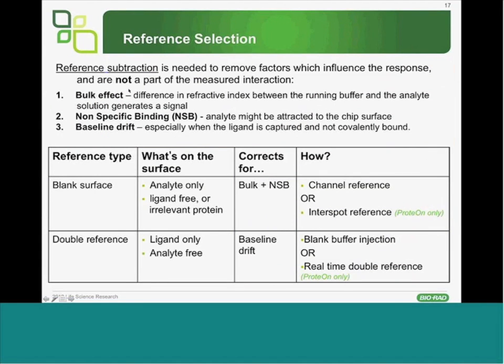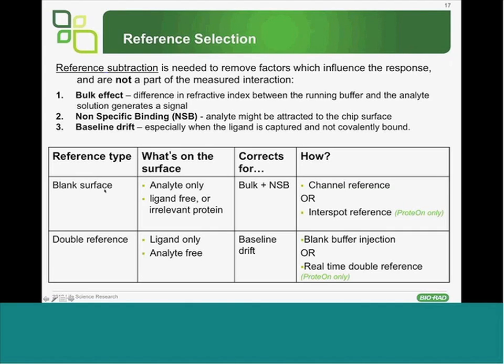Let me talk now a moment about reference subtraction. We have 2 kinds of reference, and the references are very important because they take away the bias effect, which is a difference in the refractive index between running buffer and analyte solution that generates a signal. It should also take away the non-specific binding and the baseline drift. One is single and one is double referencing.